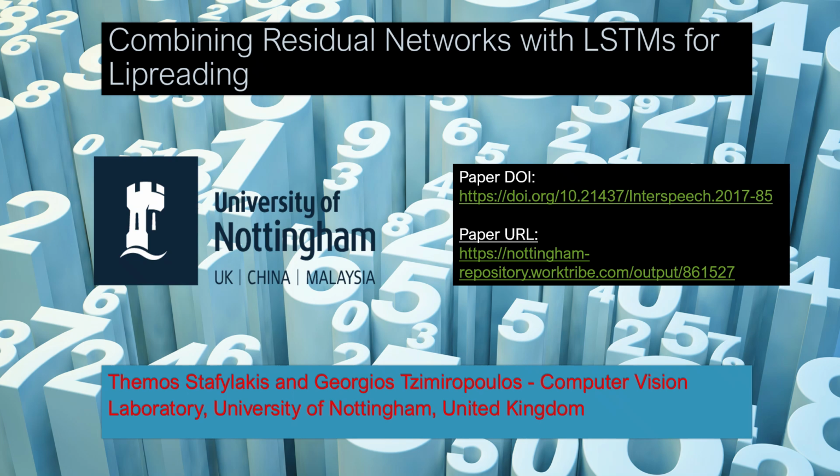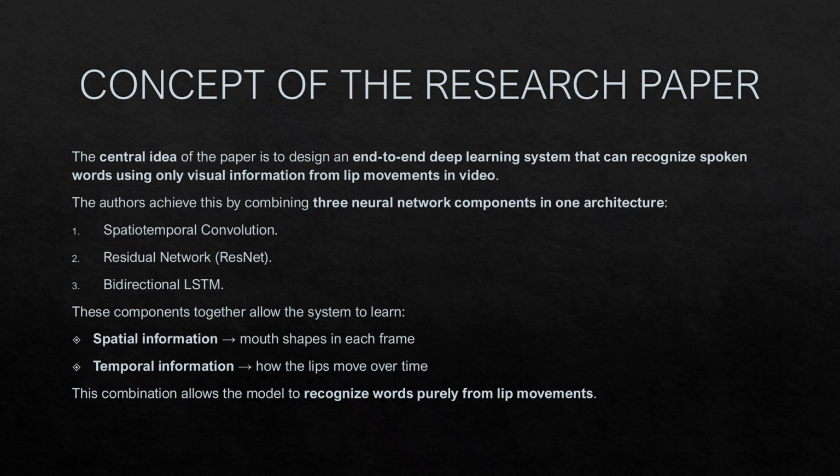I am going to discuss the research paper "Combining Residual Networks with LSTMs for Lipreading." The central idea of the paper is to design an end-to-end deep learning system that can recognize spoken words using only visual information from lip movements in video. The authors achieved this by combining three neural network components in one architecture, and this combination allows the model to recognize words purely from lip movements.